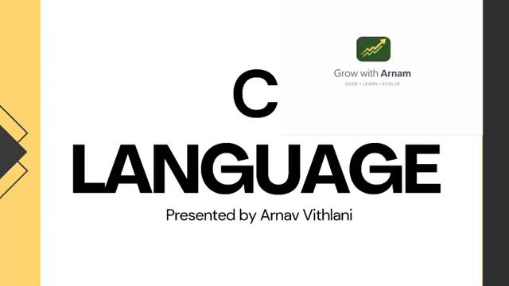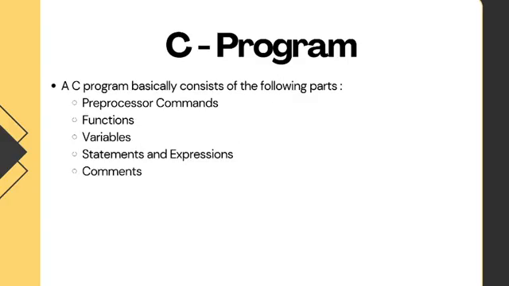Today we are going to study a basic C program and syntax, followed by the data types. A C program basically consists of the following parts: preprocessor commands, functions, variables, statements and expressions, comments.